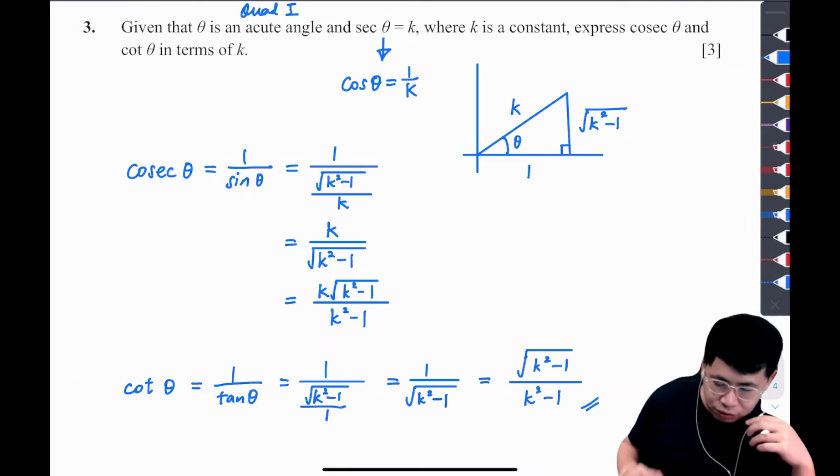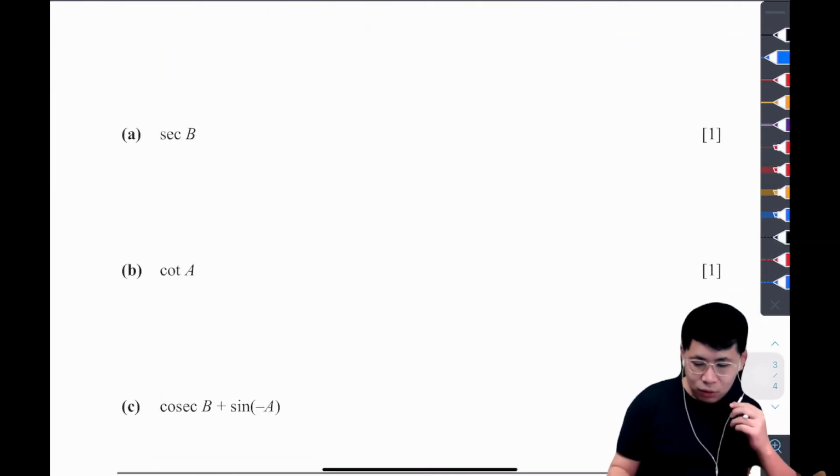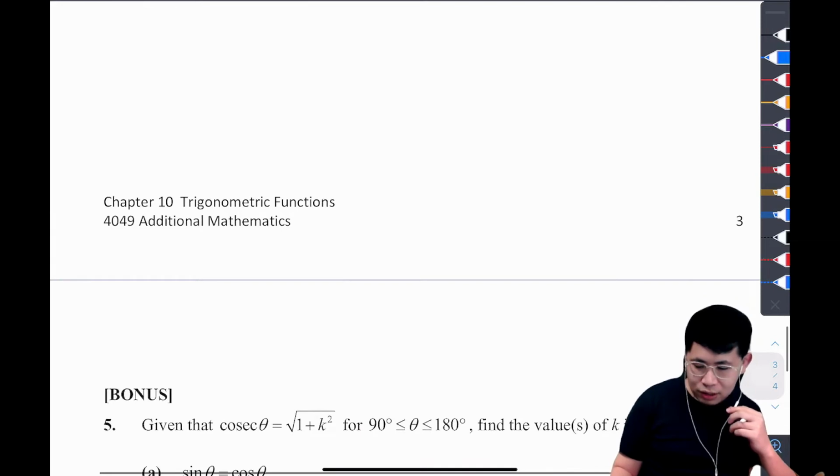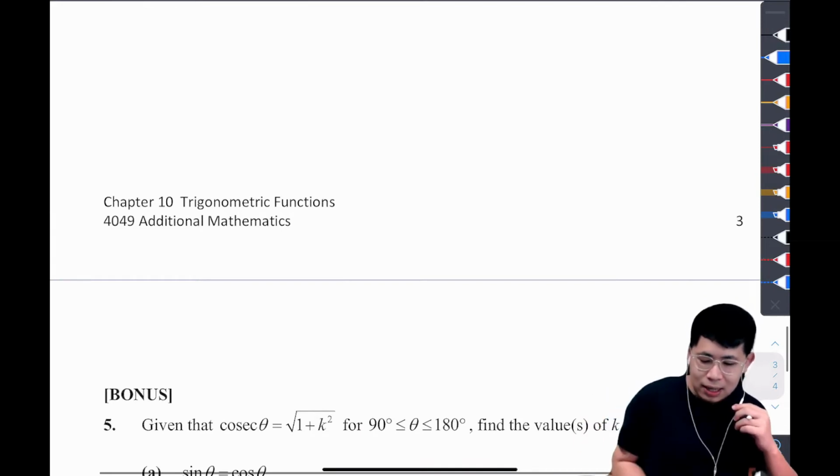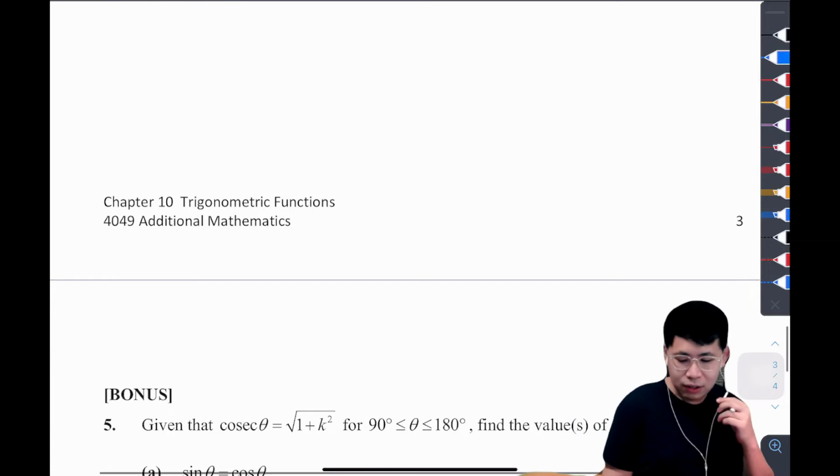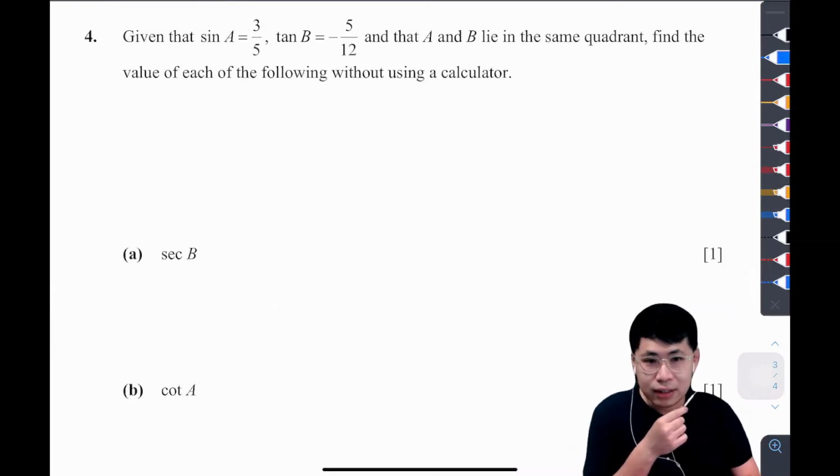Okay, last question, question 4. Okay, oh no, 2 more. Okay, question 4. Given that sine A is 3 over 5 and tangent B is negative 5 over 12, and A and B lie in the same quadrant, find the value of each of the following without using a calculator.